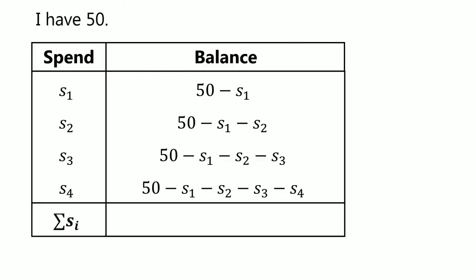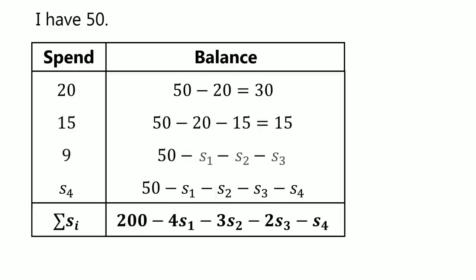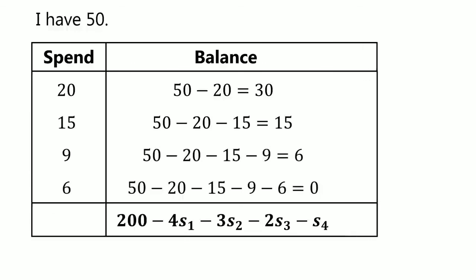The total amount in the spending column will be the sum of the spending amounts, and now the total amount in the balance column will be the function 200 minus 4 times S1 minus 3 times S2 minus 2 times S3 minus S4. If we put the amounts from the original problem in, we can see the result in each of these columns.